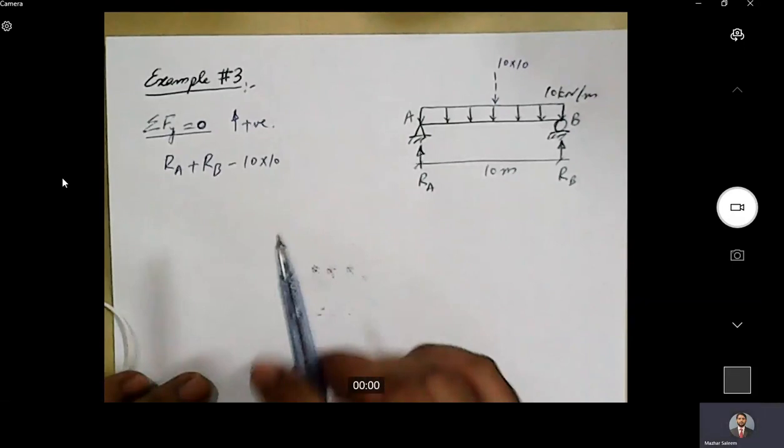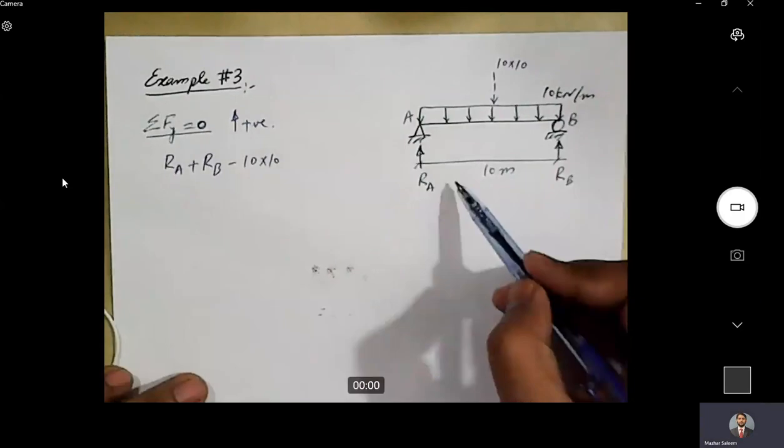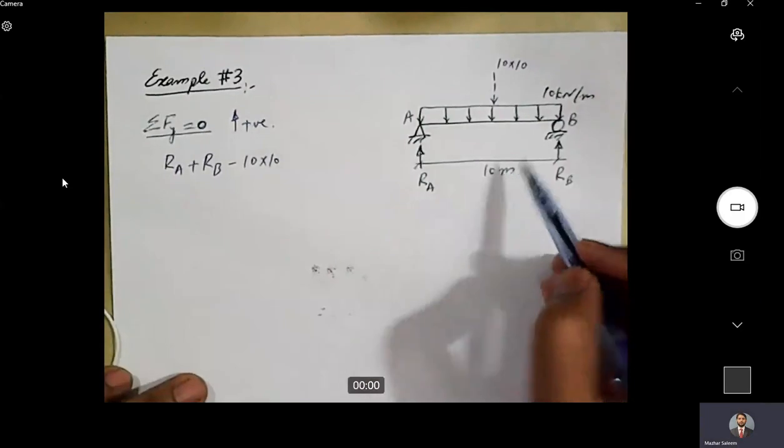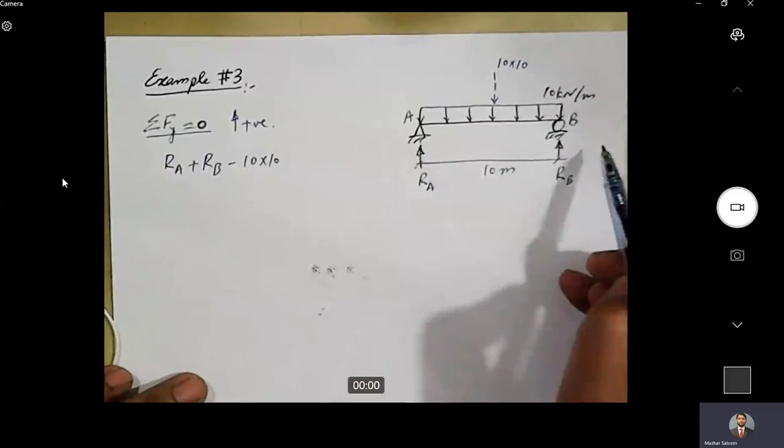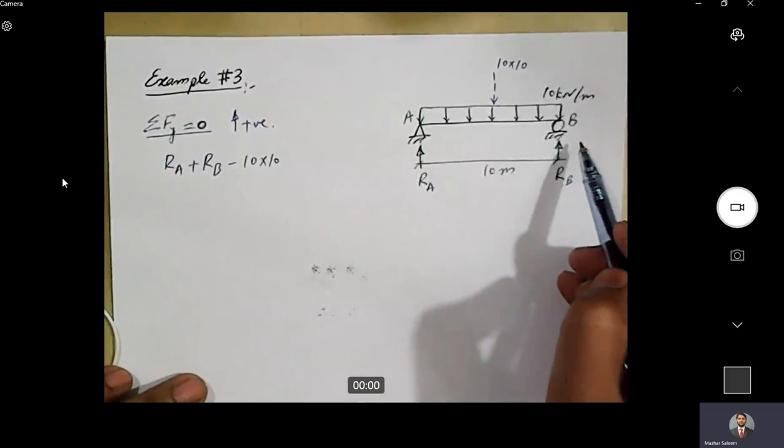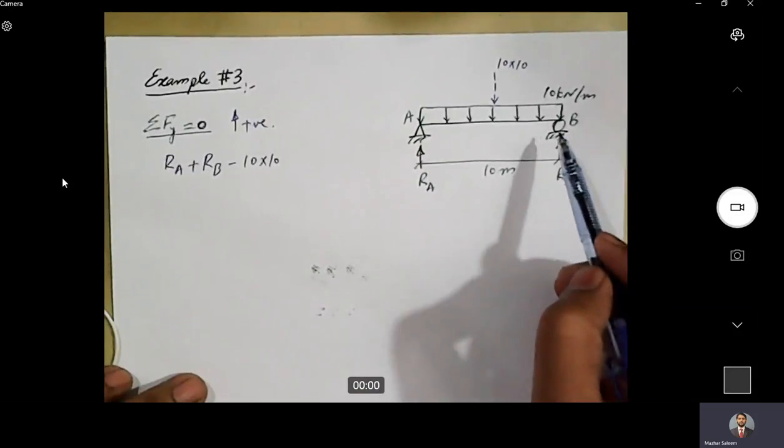So students, in this video we will be solving a beam. The magnitude of the UDL is 10 kilonewton per meter. The span of the beam is 10 meters. The support is A, this is B. We have a hinge support here and a roller support at point B. First step of solving this beam is to calculate the reactions.